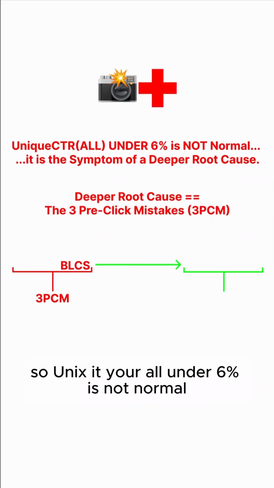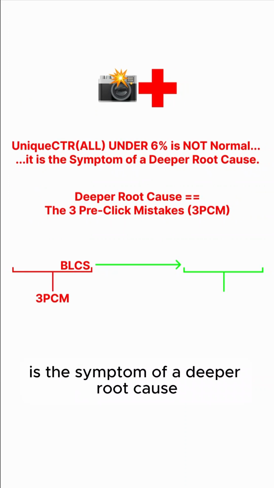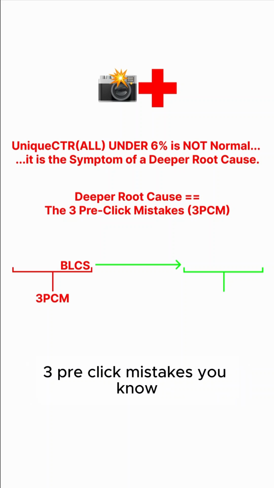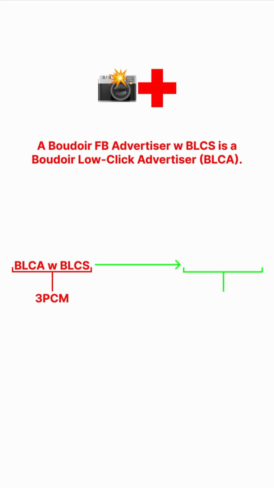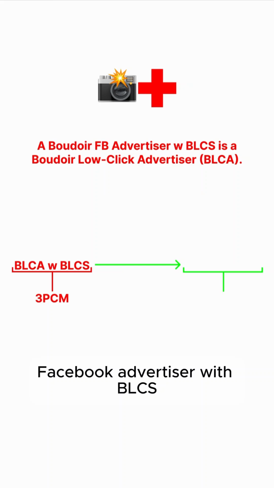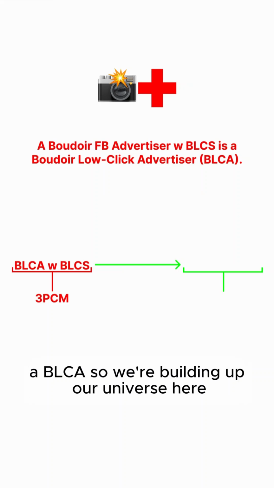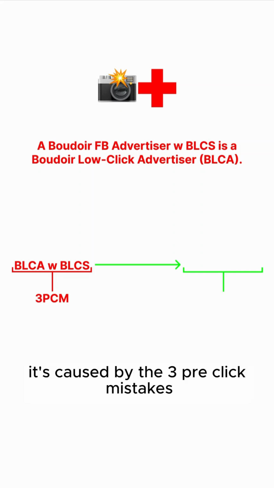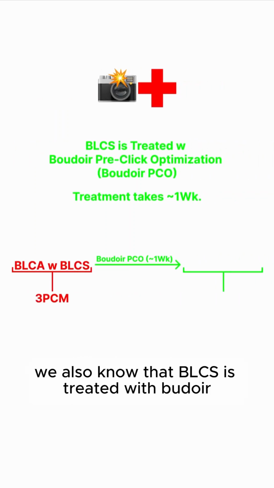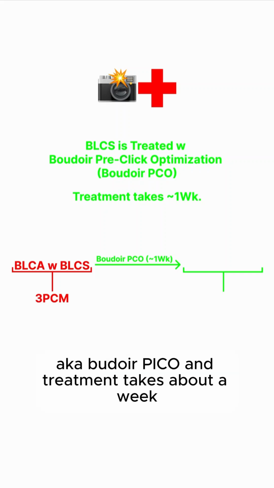So unique CTR all under 6% is not normal, it is the symptom of a deeper root cause. And that deeper root cause are the three pre-click mistakes. We'll look at those at the end of the video. We also know that a Boudoir Facebook advertiser with BLCS is a Boudoir low-click advertiser, a BLCA. So we're building up our universe here. Got our BLCA with BLCS. It's caused by the three pre-click mistakes. We also know that BLCS is treated with Boudoir pre-click optimization, aka Boudoir Pico, and treatment takes about a week.